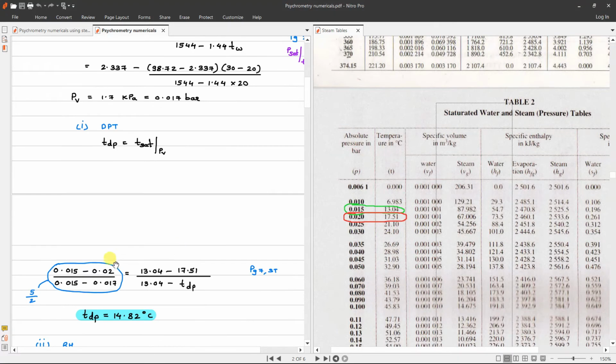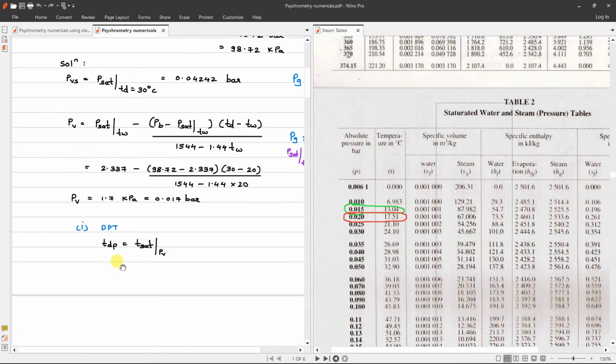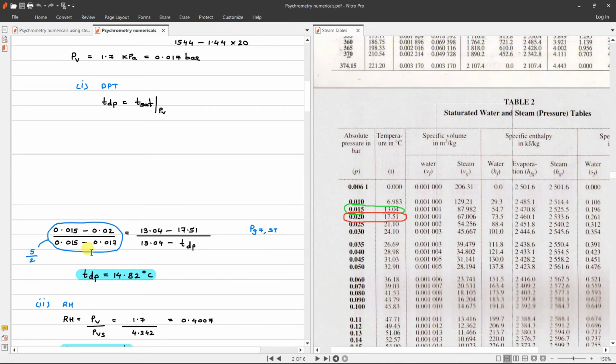So that is why, see, these are the same pressure values, and 0.017 will lie in between that. So that is why I have calculated the left hand side. Okay, you have to work smartly. Don't use some other ratio. You can even write it like this: 0.020 minus 0.015 divided by 0.020 minus 0.017.